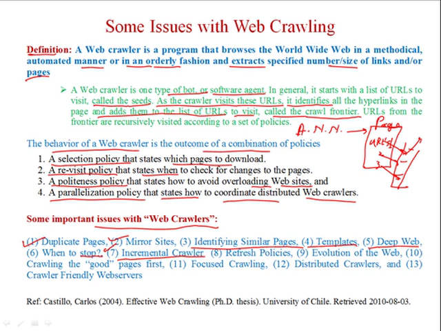Incremental crawler means, for example in this case, for every URL the crawler may get some list of pages, then after some time it will have a huge number of URLs that may be from a diverse range of pages. Refreshing policy: evolution of the web means a huge number of contents and quantity of web pages. Crawling the good pages first. Focused crawling, distributed crawlers, or crawler friendly web servers.